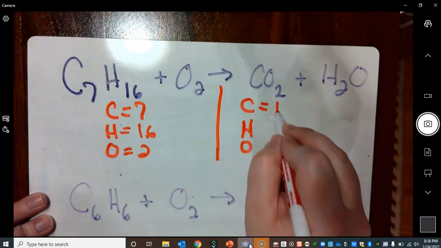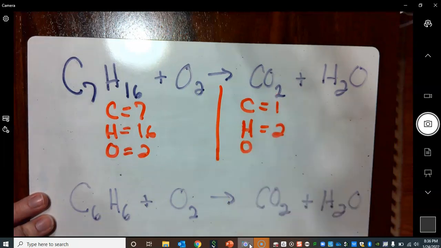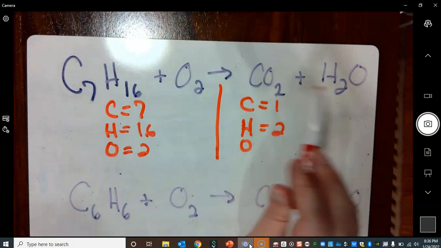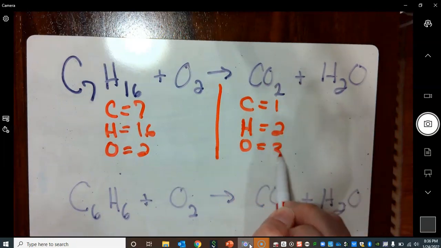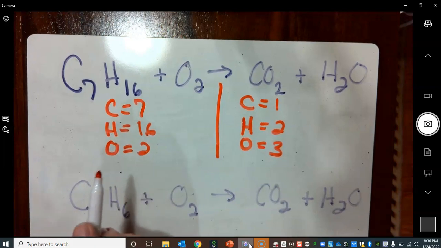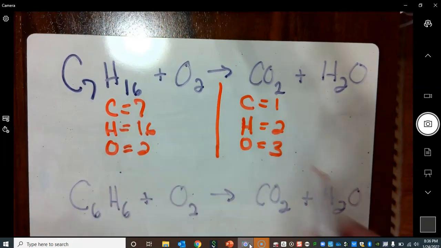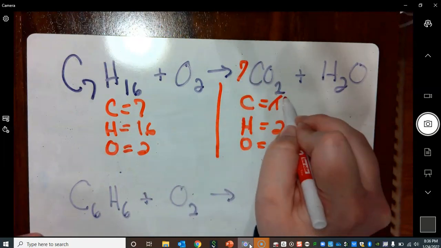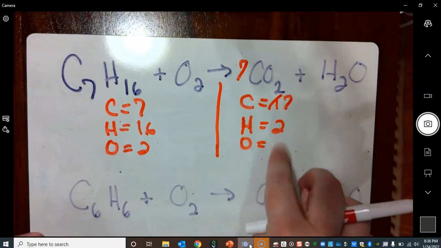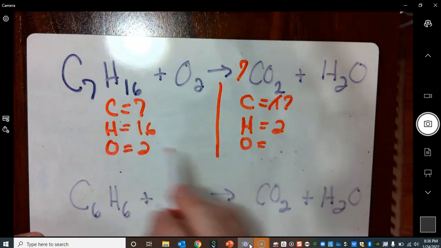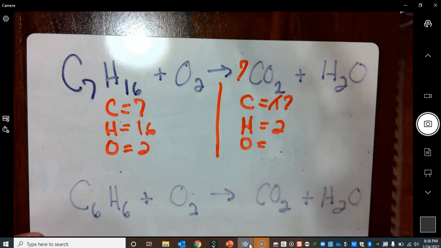And then on the right side, I have 1 carbon, 2 hydrogens, and this is where you have to be super careful. I have oxygen in 2 places. So right now I have a total of 3. Now I'm not going to worry about that because I know I always want to balance this in the order carbon, hydrogen, and oxygen. All right, so I'm first going to put a 7 here to balance carbon. And I'm just going to count up the oxygen at the end once I've balanced hydrogen, save myself a little bit of time.